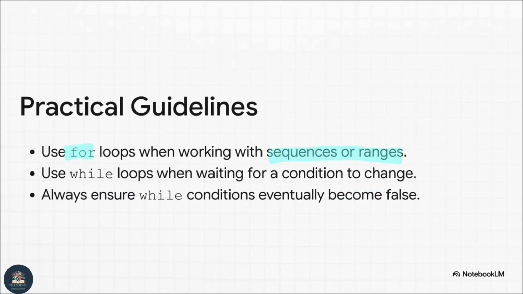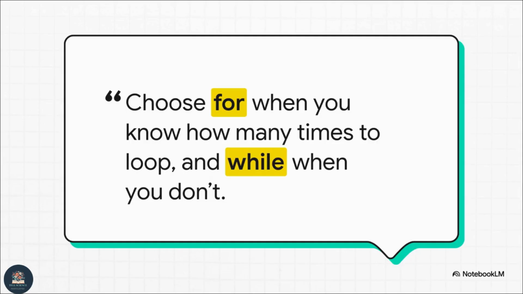If you're working with a list, a string, or a range of numbers, grab a for loop. It's almost always the cleaner, safer choice. If you're waiting for some condition to change, especially user input, that's a job for a while loop. And of course, always double check that your while loop has a way to end. Honestly, it all boils down to this one simple quote, and it's brilliant. Choose for when you know how many times to loop, and while when you don't. If you just burn that sentence into your memory, you will almost always pick the right tool for the job.